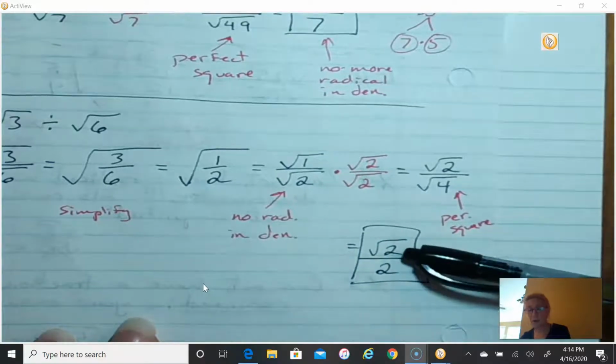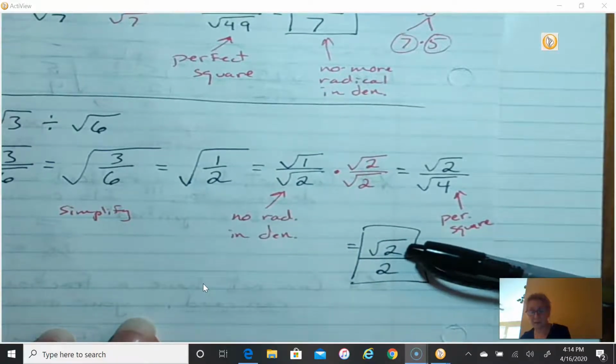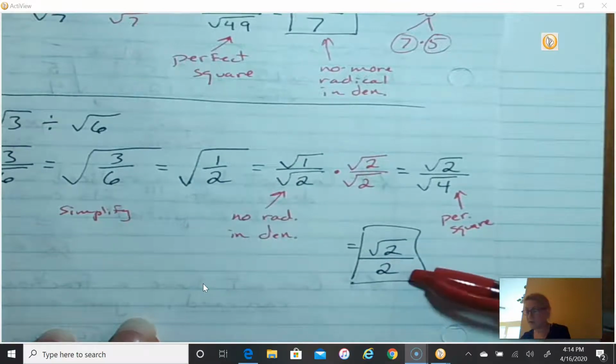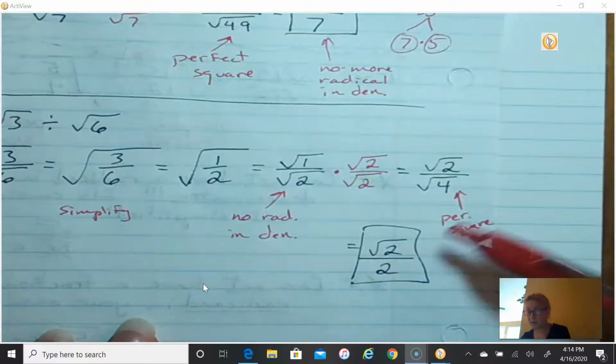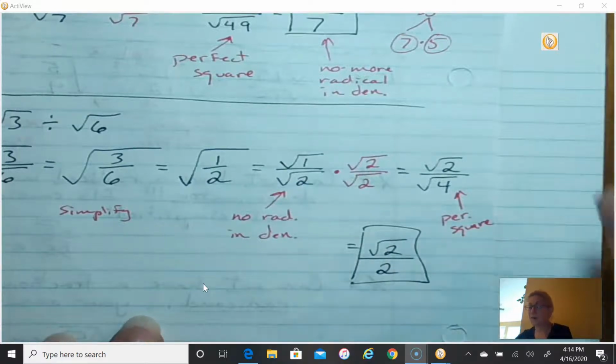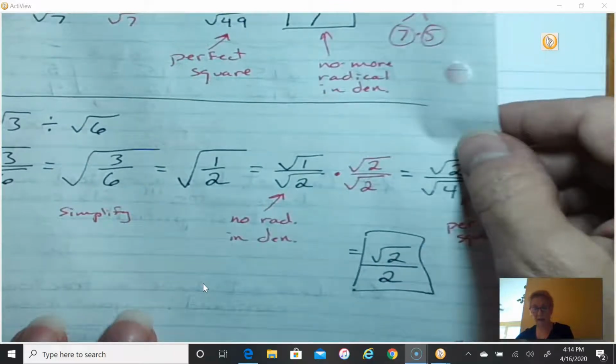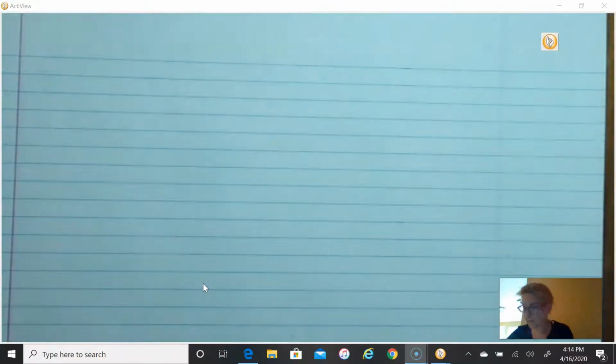Because that 2 is prime, you cannot do anything else to it. Notice there is no radical sign in the denominator. So there you go. If you need to rewind some of these, you certainly can. All right. Next one.